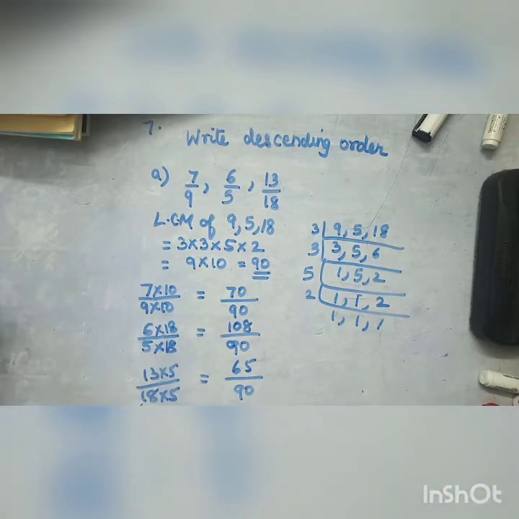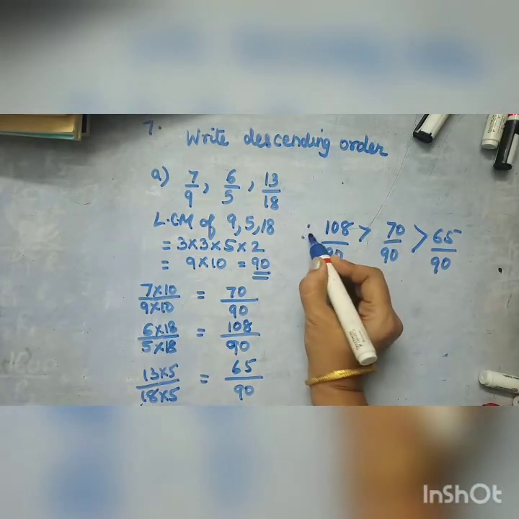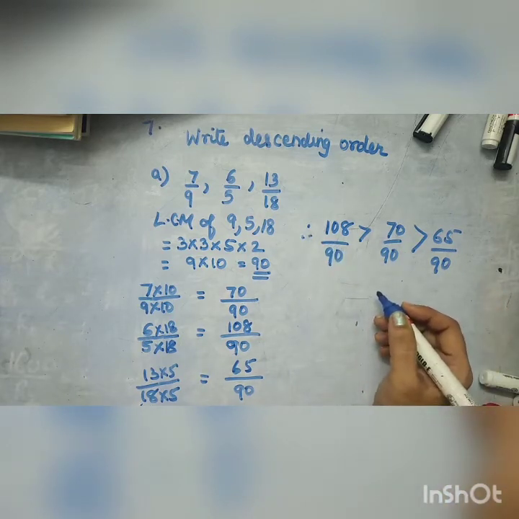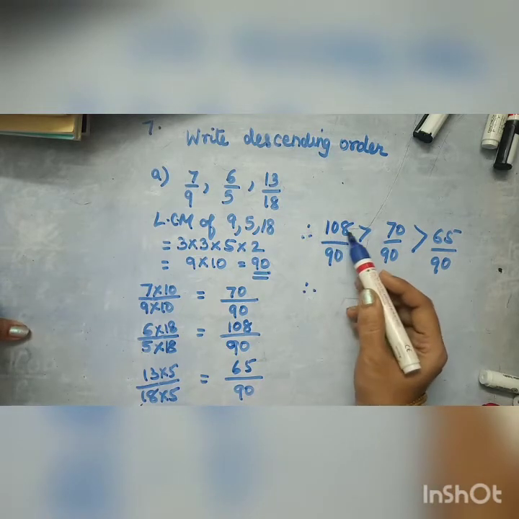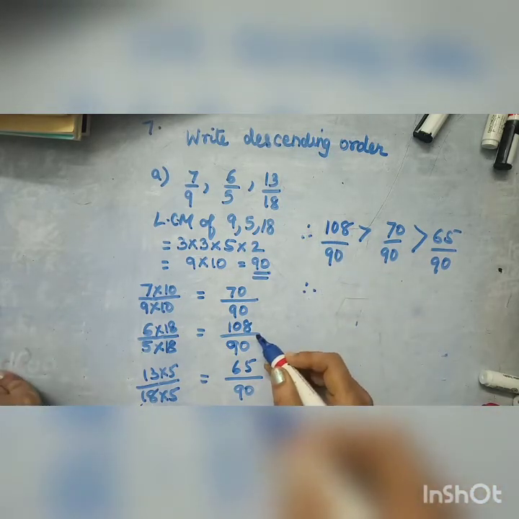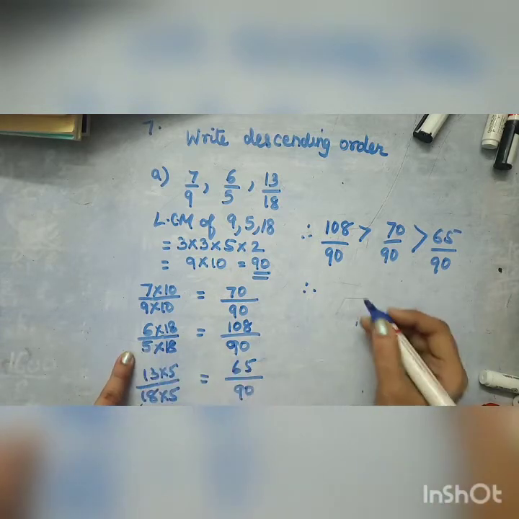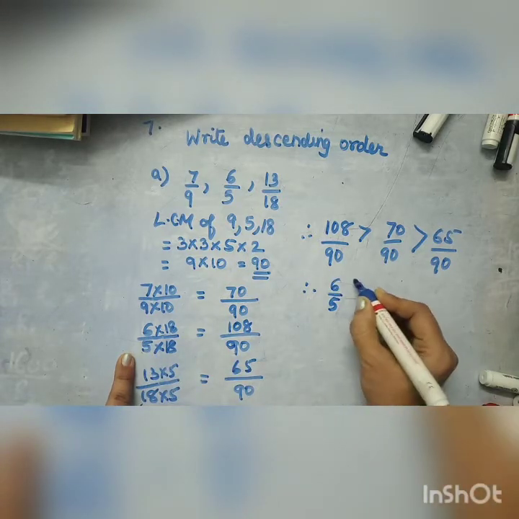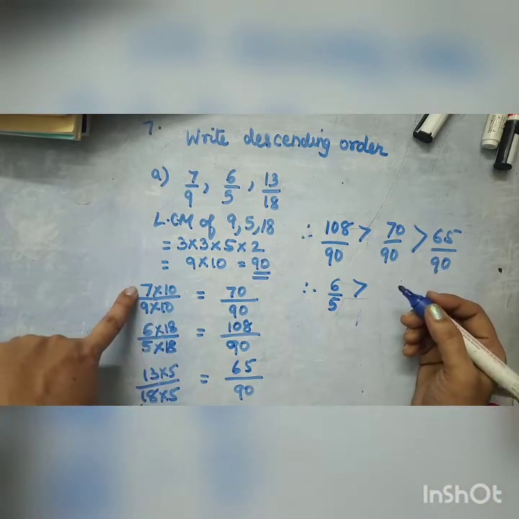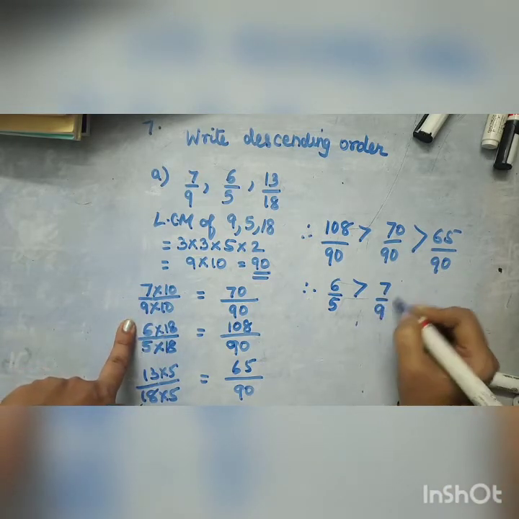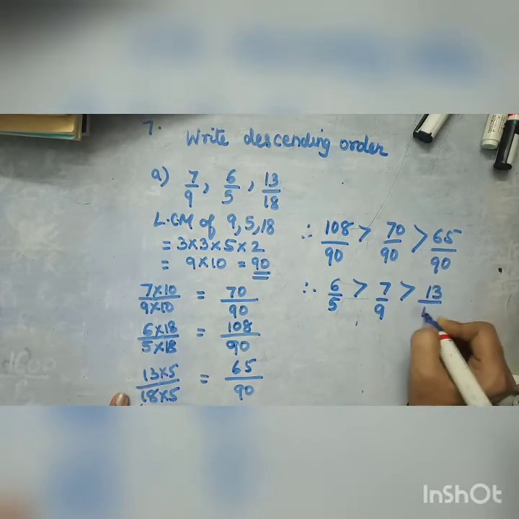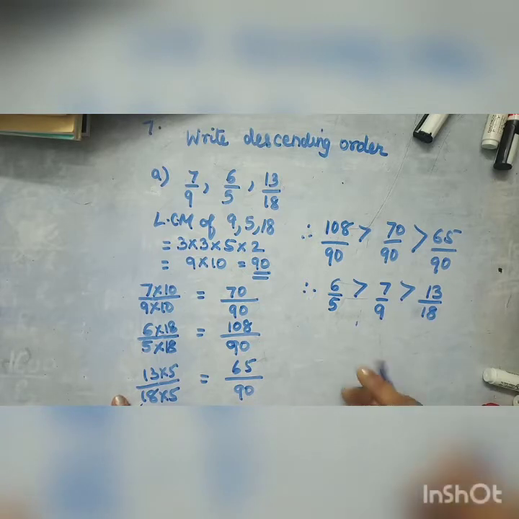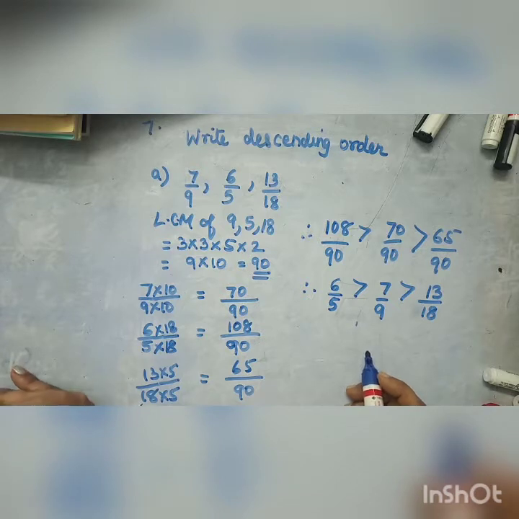So let us compare. Now see, I have written all the like terms over here, and now we have to go for the corresponding terms, original terms. 108 upon 90. 108 upon 90 कौन से फ्रैक्शन के लिए आ रहा है? 6 upon 5 के लिए. फिर 70 upon 90, 7 upon 9. And then 65 upon 90 is corresponding to 13 upon 18. So you can see the descending order of these three fractional numbers.